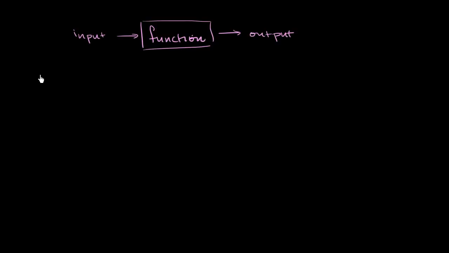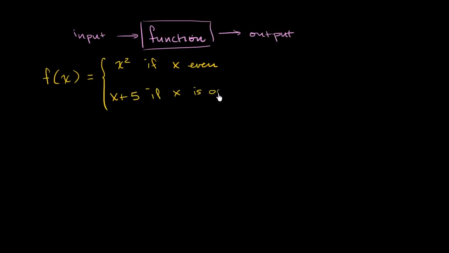So what is an example of a function? I could have something like f of x, and x tends to be the variable most used for an input into the function, and f tends to be the most used name for a function, but we'll see that you can use others. But we could have f of x is equal to, let's say, x squared if x is even, and let's say it is equal to x plus 5 if x is odd.